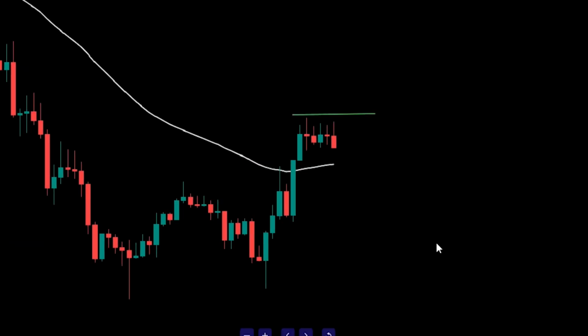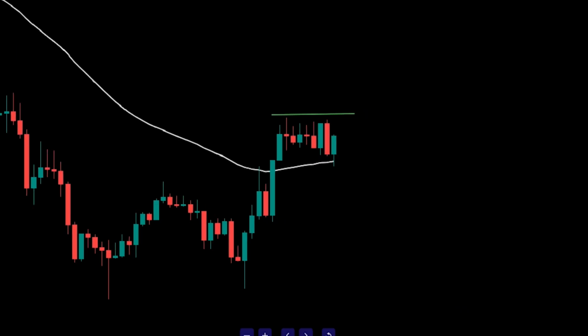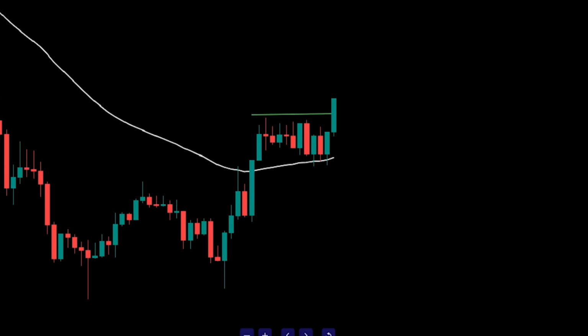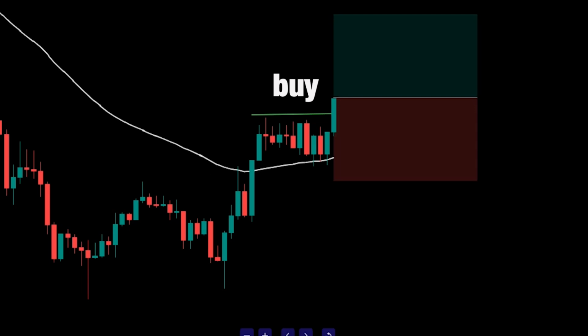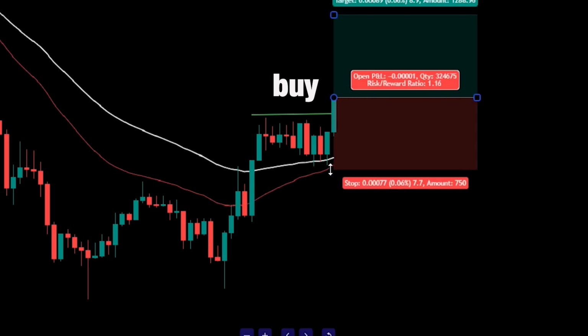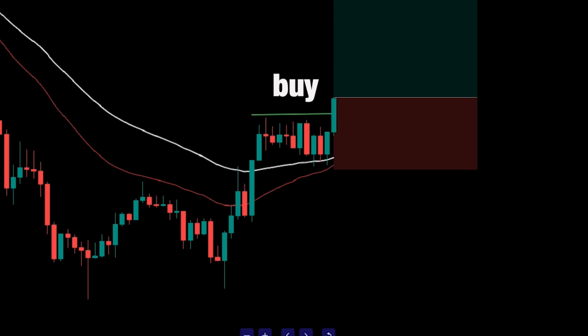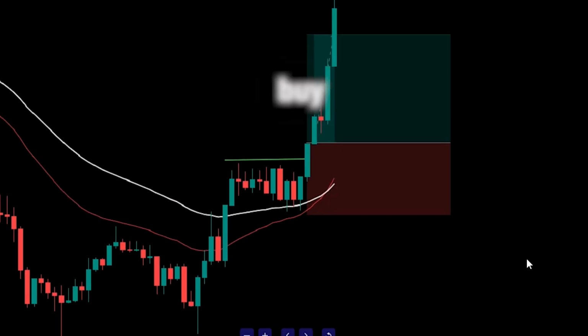At this point, I drew a horizontal line at the peaks. We then had to wait to break that line again. When this happened, I made my entry at the closing of the breaking candle. After that, I added the EMA 30 to the chart and set my stop loss and take profit. As you can see, the price reached our take profit.